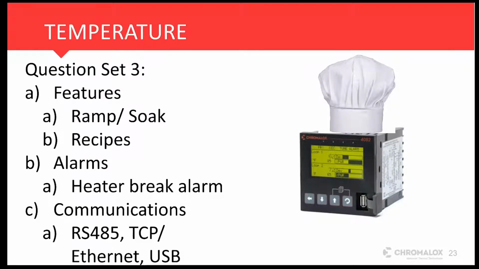The second part of this, as far as the extra stuff goes, would be alarm functionality. The biggest differentiator there would be heater break alarms. As you can imagine, our 20 series is extremely limited on the alarms and features. 40 series has a bit more. 80 series has a bit more than that.